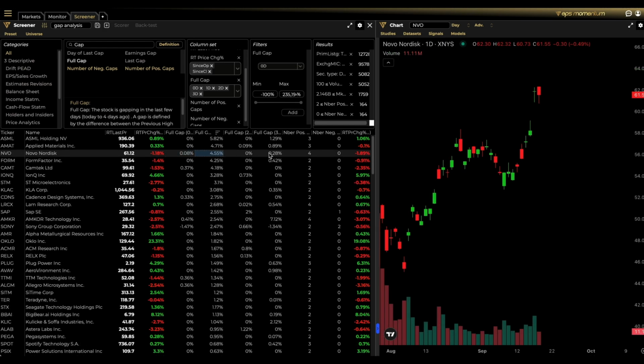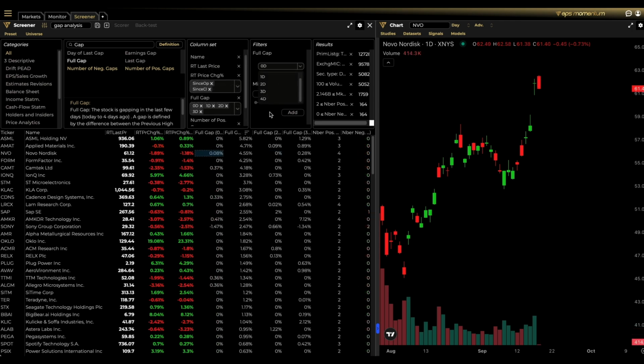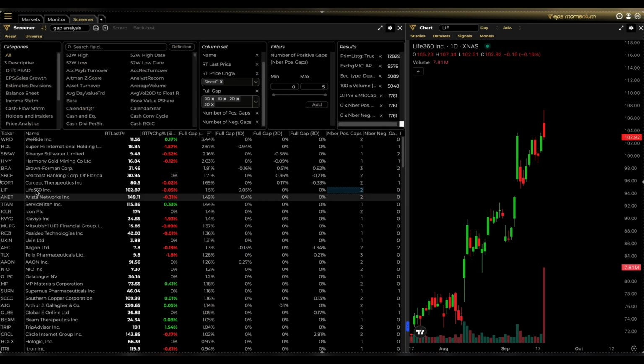Gaps show investor strength. For example, multiple positive gaps in a row usually indicate strong buying pressure and support for a trend. On the EPS Momentum platform, you can search for gaps using the full gap filter. You can select gaps from today up to 4 days back. Let's filter by the largest positive gaps.